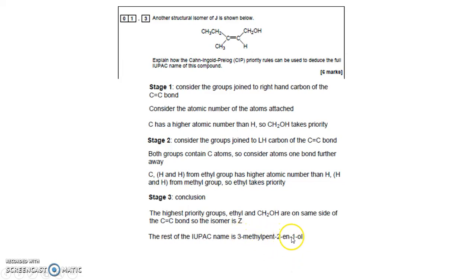So 3-methyl pent-2-en-1-ol. You could actually name that OH as a hydroxy group as well. So you could actually call it 1-hydroxy 3-methyl pent-2-ene and keep the ene as a group. Either would be allowed.